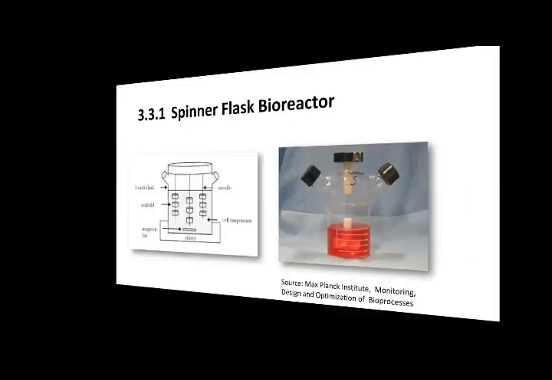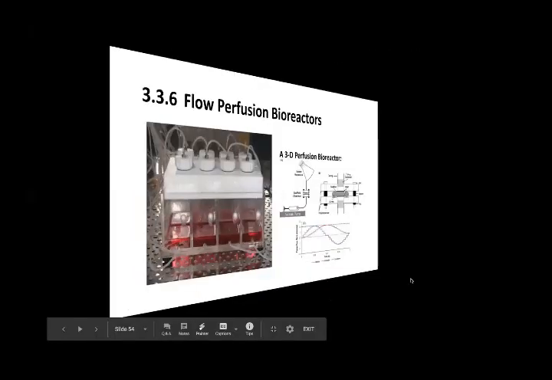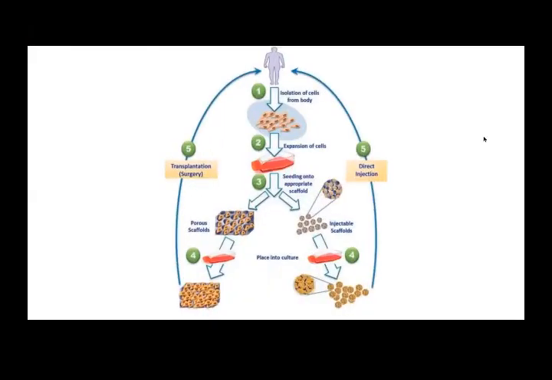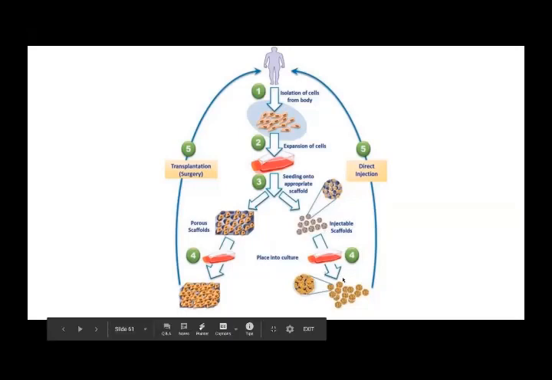So we talked about the different types of bioreactors. Okay, we looked at that as well. Then we have this nice diagram which highlights the whole process through which tissue engineering goes: the isolation of the cells, expansion of the cells, and then seeding into appropriate scaffolds that are created, the porous, injectable, different types. Injectables are placed into culture and then directly injected back into the host. Yeah, surgically transplanted back to the host.